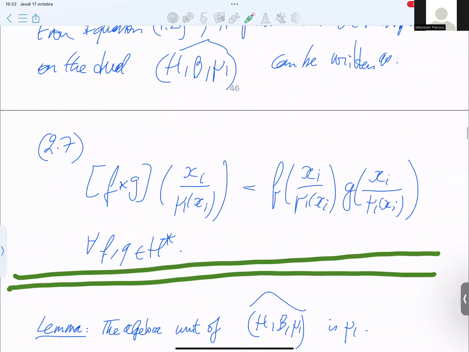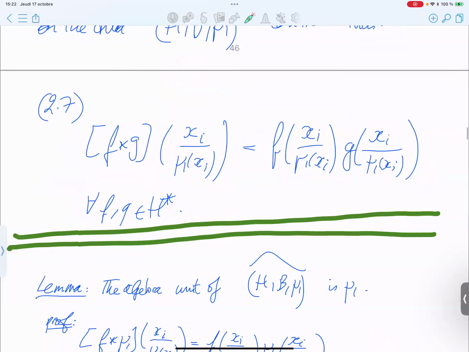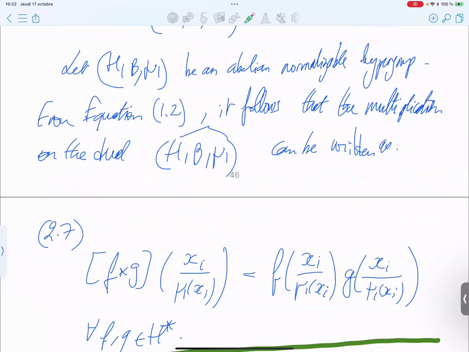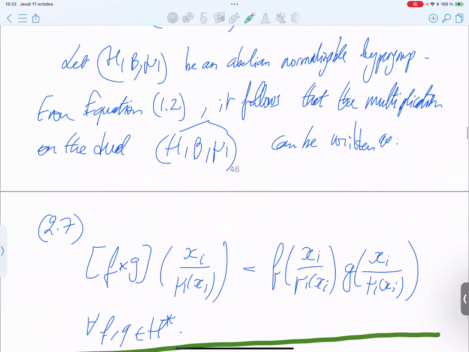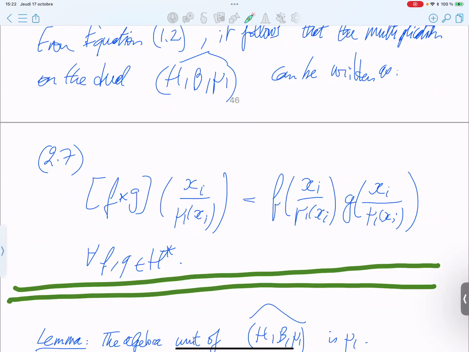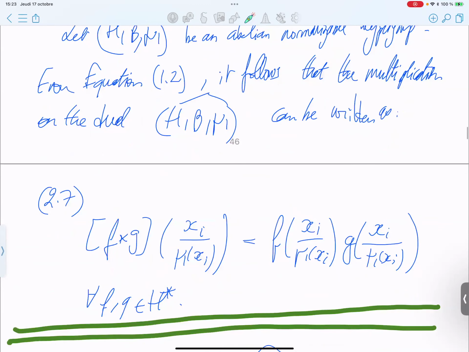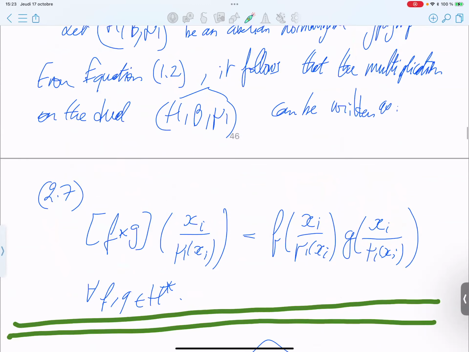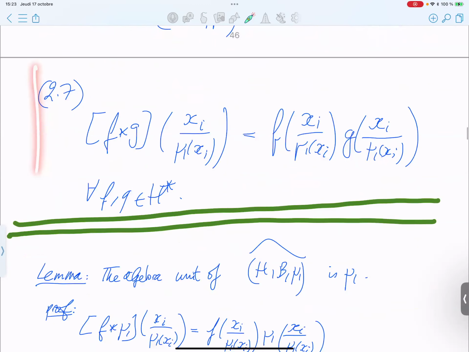And here, if you remember in the introduction, we wrote the multiplication law in the dual. But now, if you consider a normalizable, not a normalized hypergroup, the multiplication in the dual, the hypergroup structure in the introduction was stated for normalized, but here for normalizable. So you need to write the normalization like that, but as well you can get the multiplication like that. So this is exactly what we want.